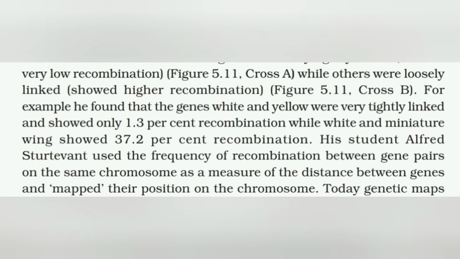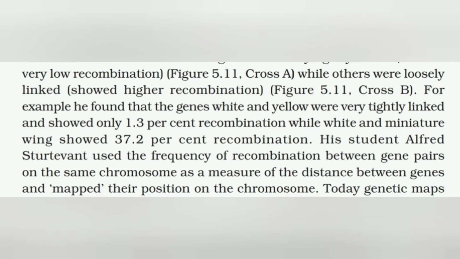For example, he found that the genes white and yellow were very tightly linked and showed only 1.3% recombination, while white and miniature wing showed 37.2% recombination.